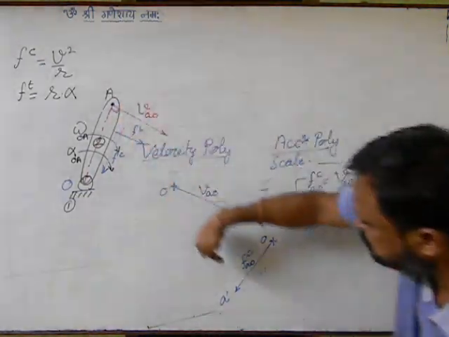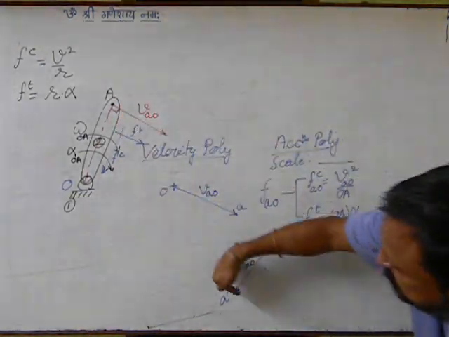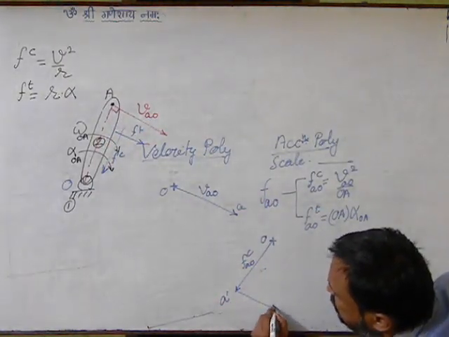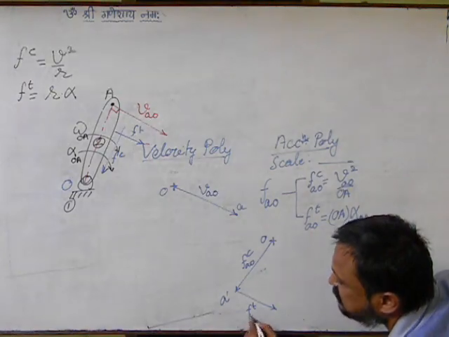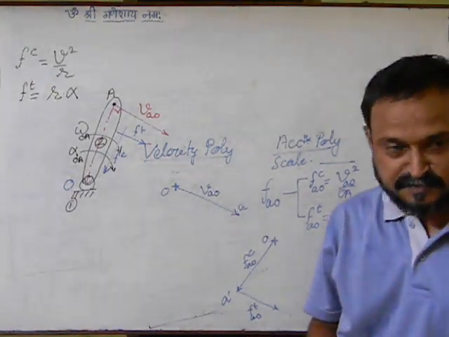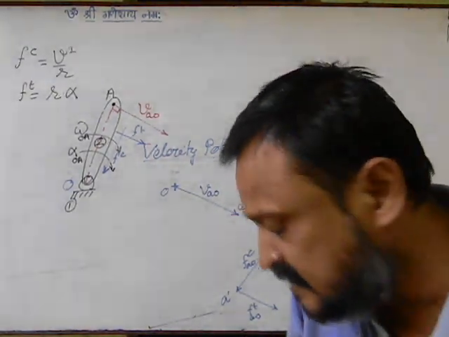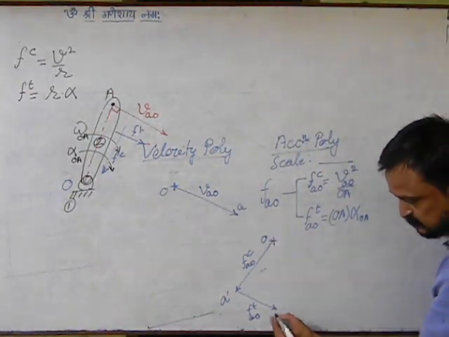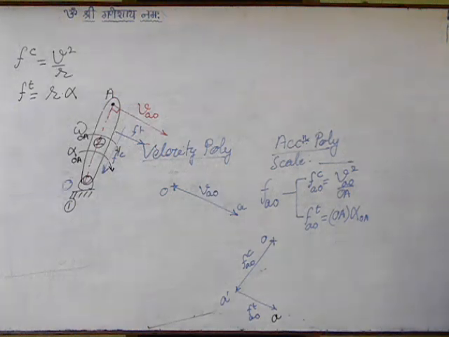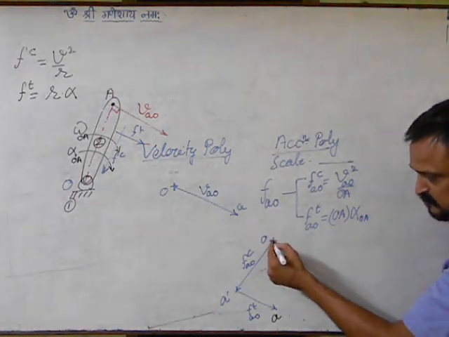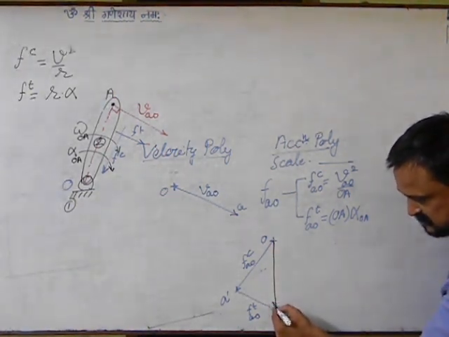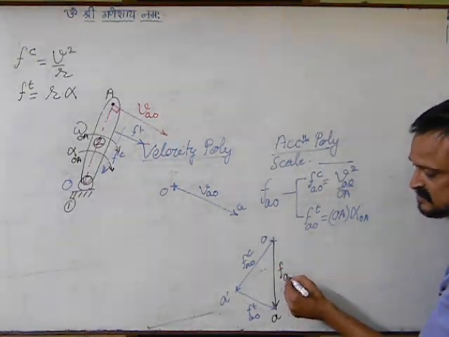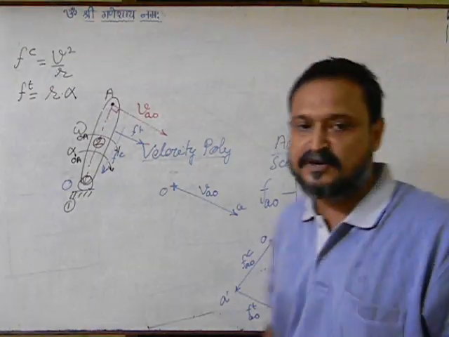So I can draw the tangential component perpendicular to this, in this direction. Let us say this is the tangential component of A with respect to O. Then when we join, this point will come out as the final point, the absolute location of A. So this vector will be the absolute acceleration of A with respect to O.